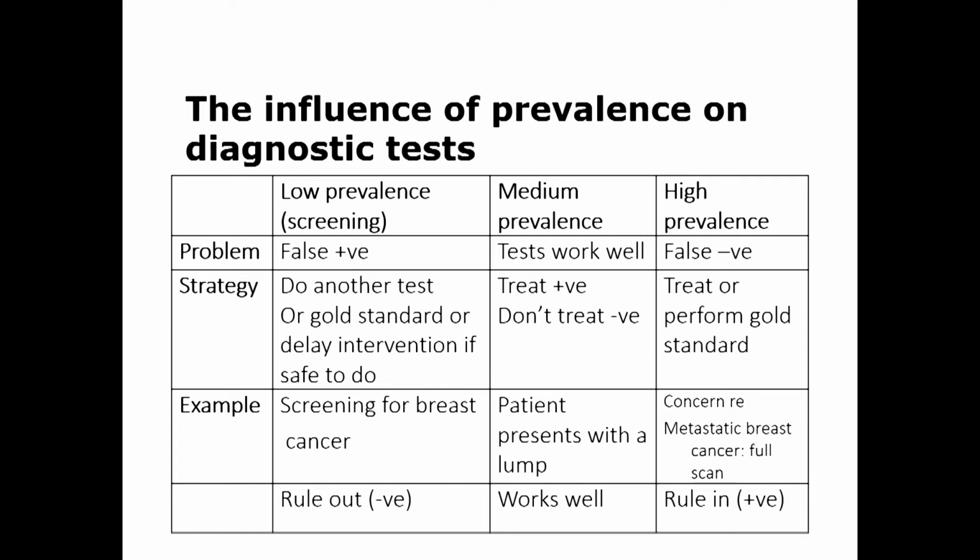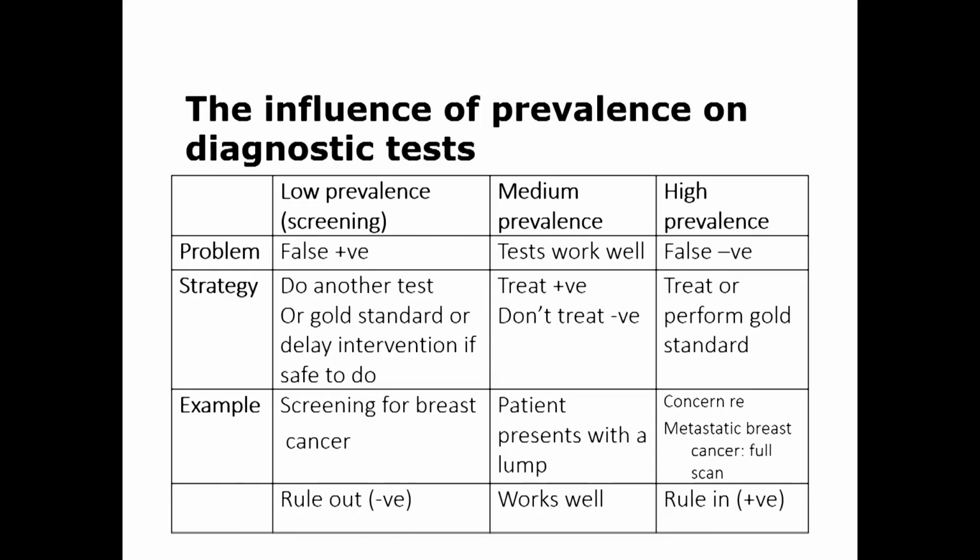So the strategy in a low prevalence setting is to do another test or gold standard, or delay intervention until safe to do so. In the medium range, we would test the patient, treat the positives and not treat the negatives. And in the high prevalence setting, we would either start treatment straight away. We could have started diuretics on that lady and stopped the hospital admission and sorted out the situation later. Or we could have performed a gold standard, which would have been an echo in that lady's situation, but echoes are hard to get acutely.